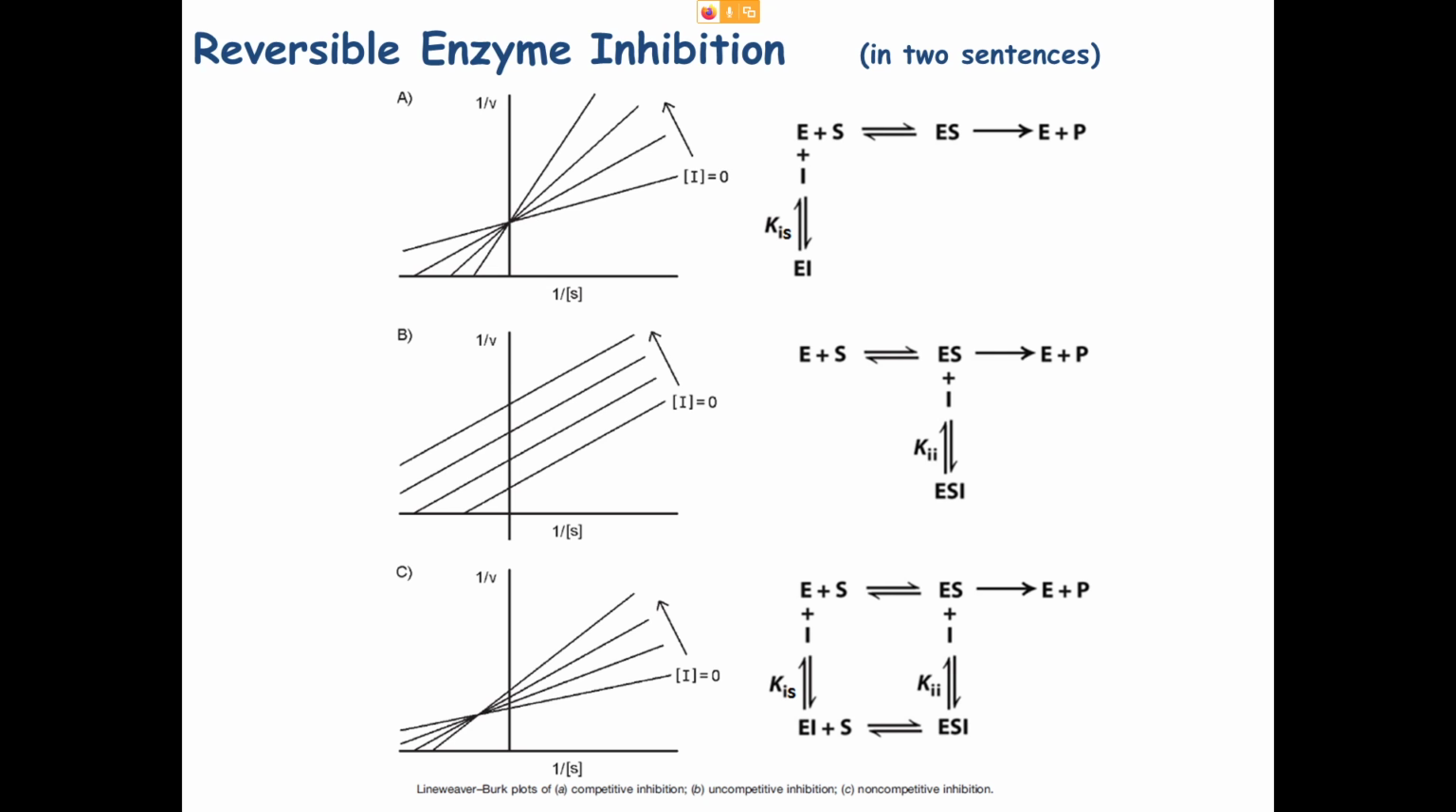So KIS is the ability to change the slope. It's the inhibitor that changes the slope. KII is related to the inhibitor that changes the intercept. And for a non-competitive case, we need both numbers because both the slope and the intercept can change. That's what those numbers stand for. Okay?